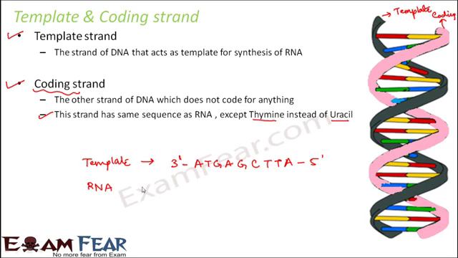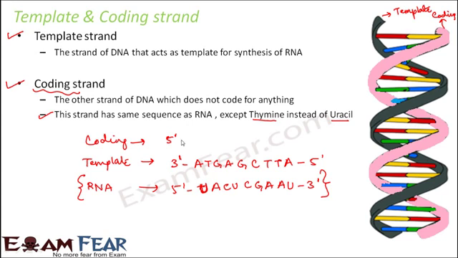Now, if this is the sequence for the template strand, what would be the sequence of the RNA? The RNA will be complementary to this. A will pair up with T in case of DNA, but in case of RNA, A will pair up with U. So it will be U, A, C, U, C, G, A, U. This would be the sequence of RNA. This is the RNA strand that will get synthesized. Now, what will be the sequence of the coding strand? The coding strand and template strand are the two strands of DNA which are complementary to each other. So the coding strand would be this.